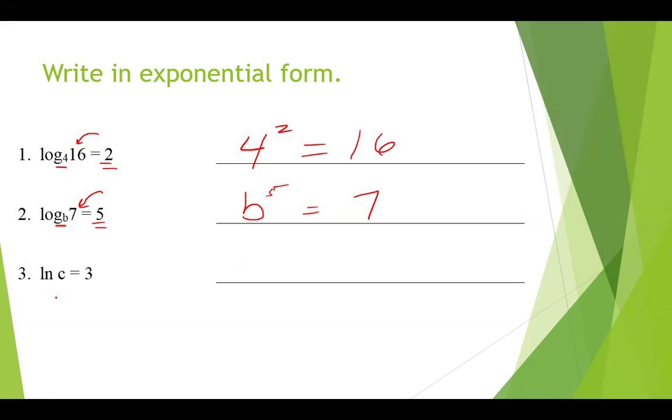Okay. Now, remember when you see natural log, it means that you have log base e of that. So natural log of c equals 3 means that I have log base e of c equals 3. So again, I'm taking my base, which is e. I'm raising it to my solution, which is 3. And it's going to equal my argument, which is c.